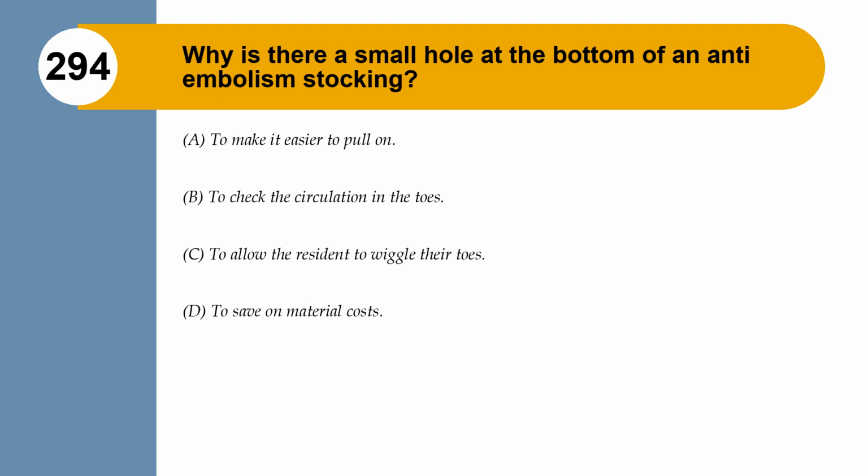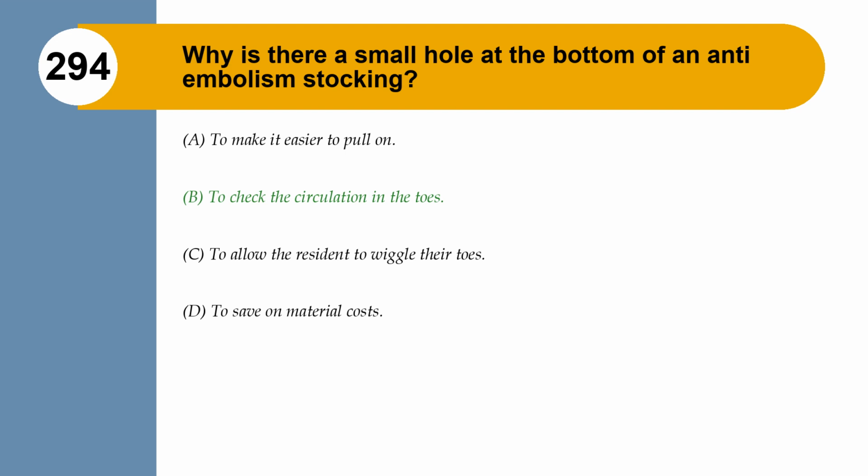Question 294. Why is there a small hole at the bottom of an anti-embolism stocking? Option A, to make it easier to pull on. Option B, to check the circulation in the toes. Option C, to allow the resident to wiggle their toes. Option D, to save on material costs.